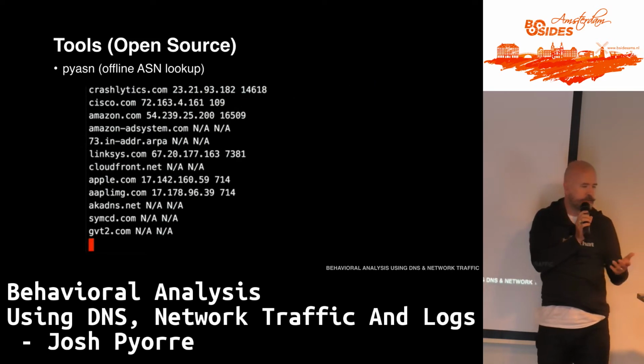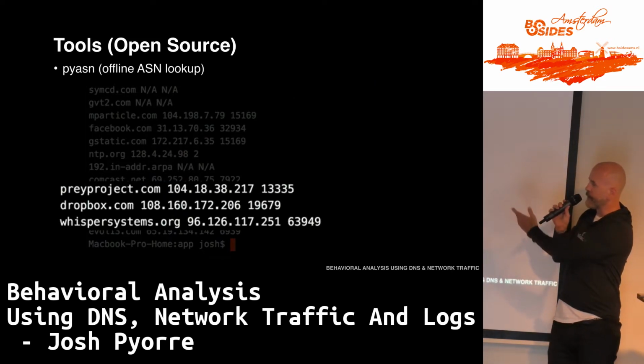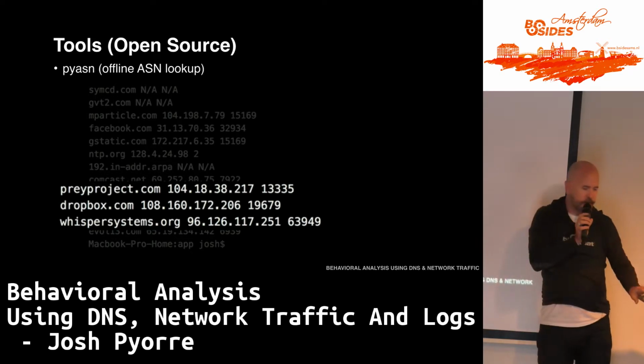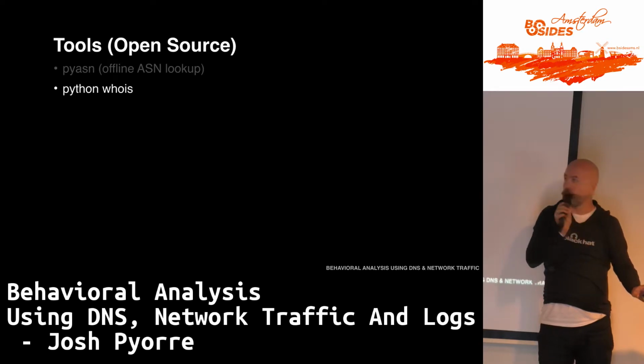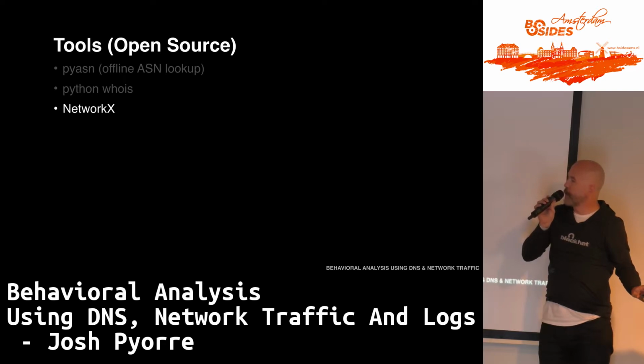So with PyASN, you just apply the domain. It gives you the IP and the ASN it exists on, and you can do things with that, which I'll show in a second. You can use Python whois, which is like a whois lookup thing. You can use networkx to combine the things you find.